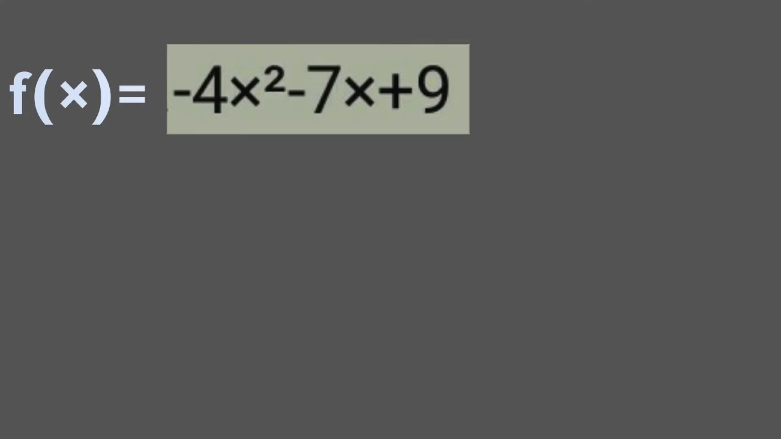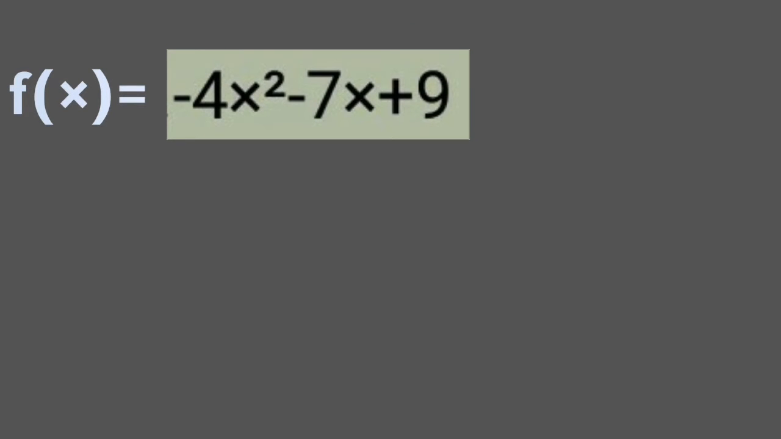As for our third problem, f of x equals negative 4x squared minus 7x plus 9. So when you are asked to find f of 3, I will replace every x just like what we did for the first two. This is what it looks like.